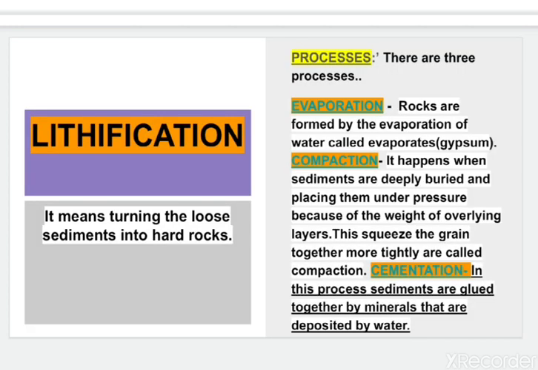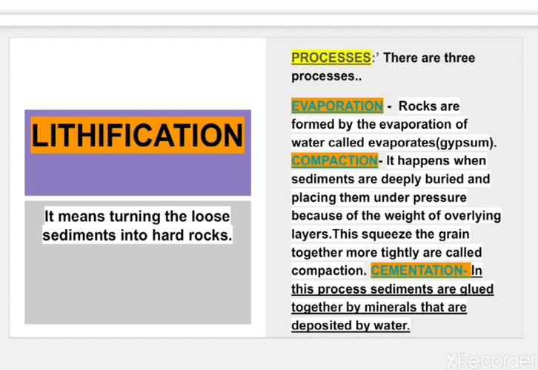Now let's learn its formation process, which we call lithification. Lithification means turning loose sediments into hard rocks. There are three processes in it: evaporation, compaction and cementation. Evaporation: rocks formed by evaporation of water are called evaporites, for example gypsum. Compaction happens when sediments are deeply buried and placed under pressure because of the weight of overlying layers. These squeeze the grains together more tightly, which is called compaction.